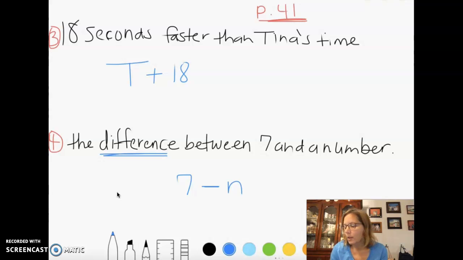So let's try that with number 3. It says 18 more than T. And that's what my sentence said, 18 seconds faster than Tina's time. And then number 4, I have 7 minus n, or the difference of 7 and n, which is exactly what my sentence says.